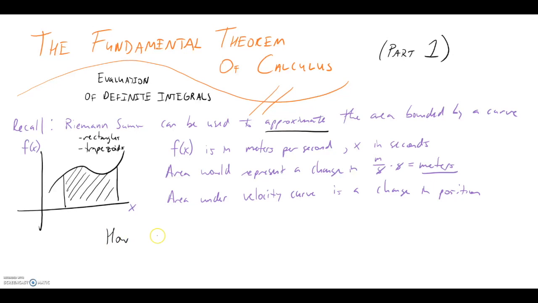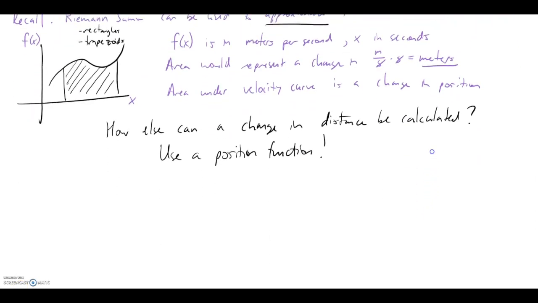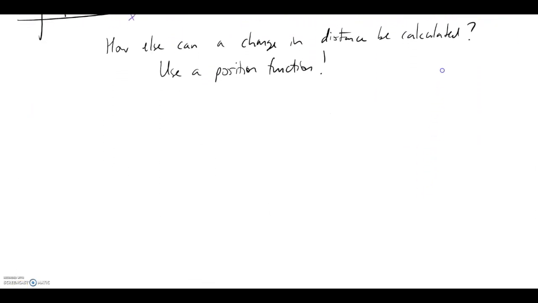But the question moving forward becomes, if Riemann sums only provide an approximation for this change, how else could we calculate a change in distance? And for that, we go back to how we would have learned this back in beginning algebra classes. We use a function that gives distance, or a position function. So in this next part, we're going to take a look at one problem setup and then two options for how to work through this problem.